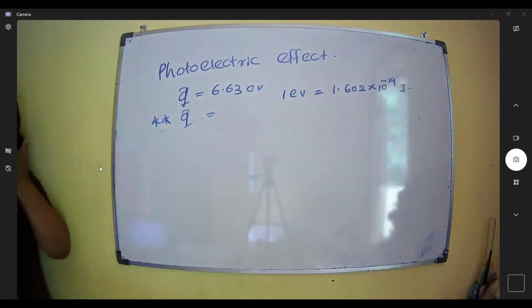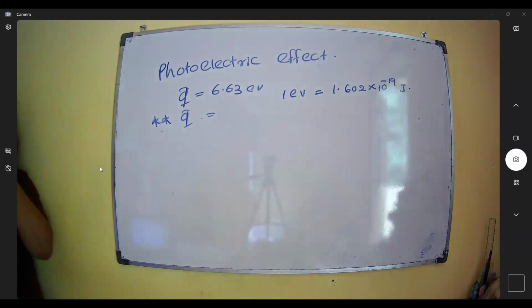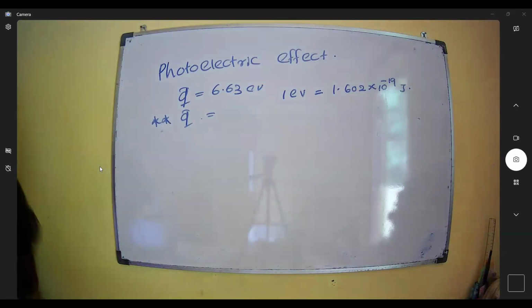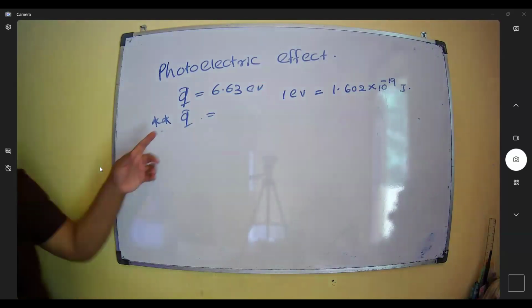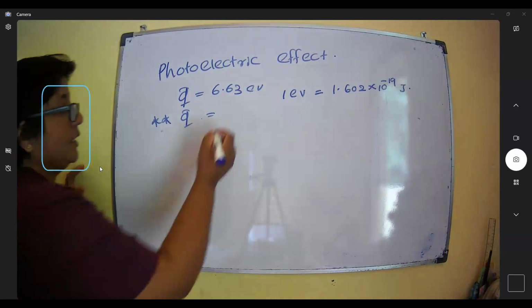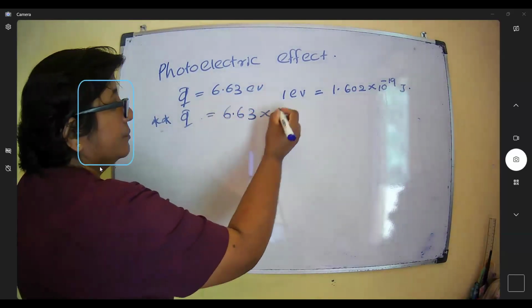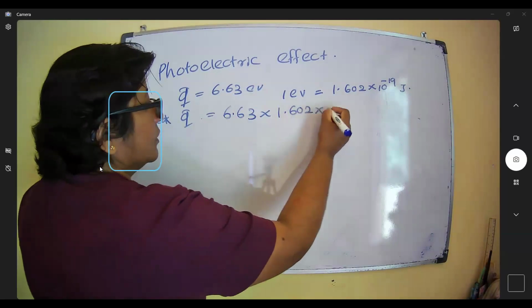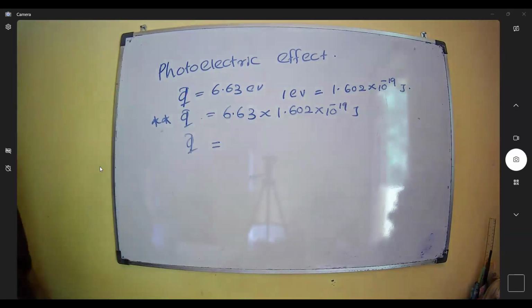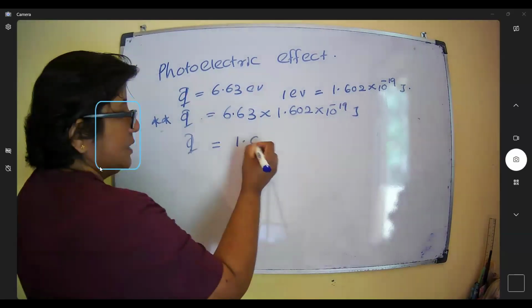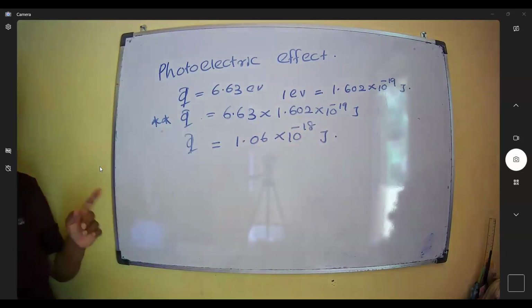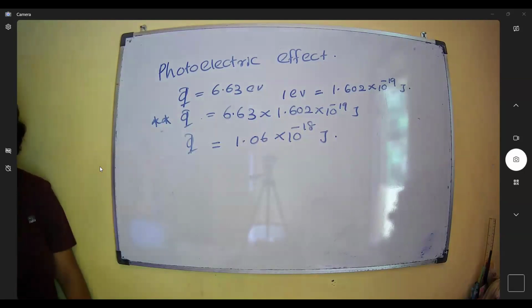This is the given data: 1 electron volt is equal to 1.60 times 10 to the minus 19 joule. The work function is based on energy, so we convert it into joules. Then this is equal to 1.06 times 10 to the minus 18 joule. First, you have to convert this. This is important.